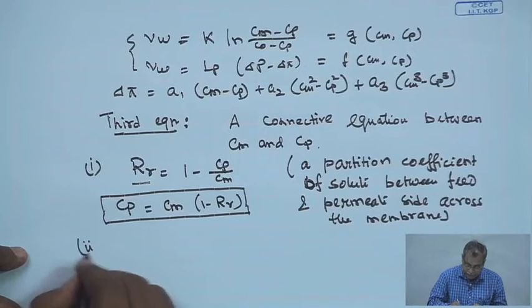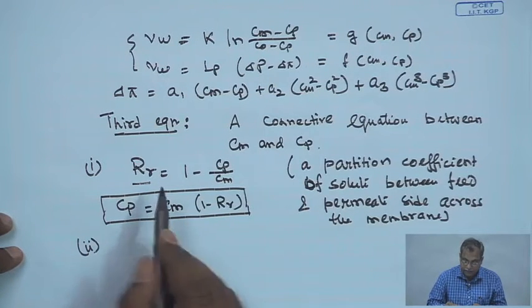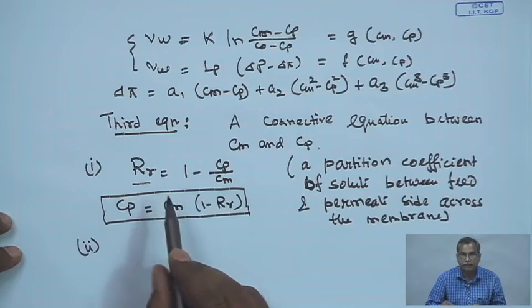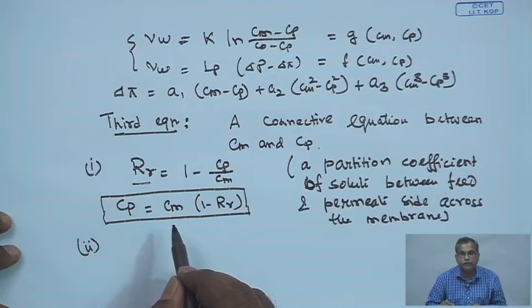What is the second idea? The second idea is that, instead of this definition of real retention, one can use the solution diffusion model that we have already derived earlier. If we are talking about a nanofiltration system or a reverse osmosis system, we are going to use the solution diffusion model in order to invoke the third equation. If you are talking about ultrafiltration, with lower cutoff or higher cutoff, then we will be invoking the definition of real retention in order to connect Cp and Cm as a third equation.